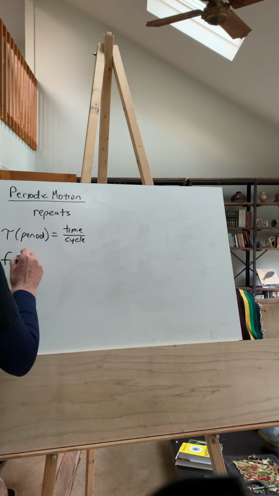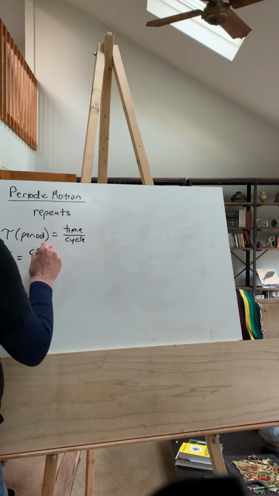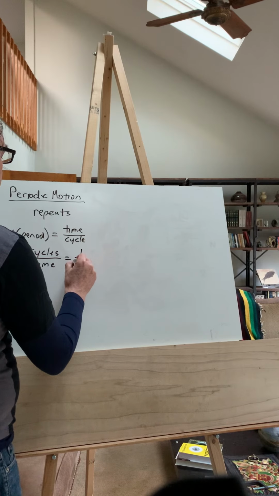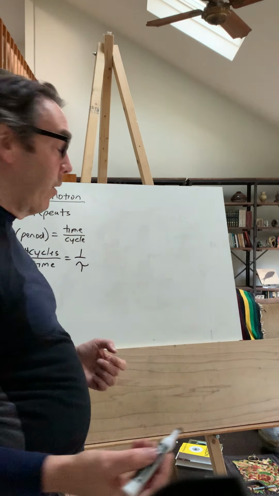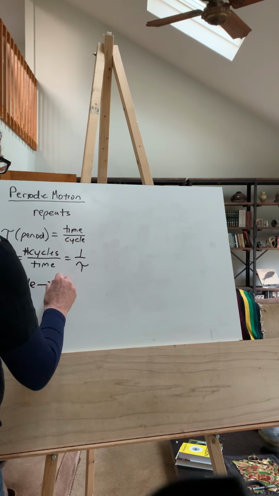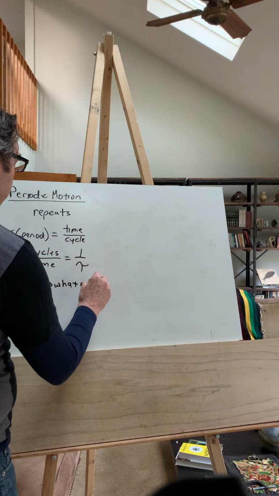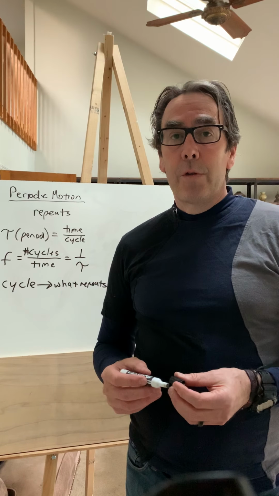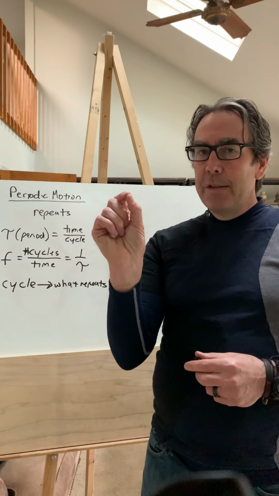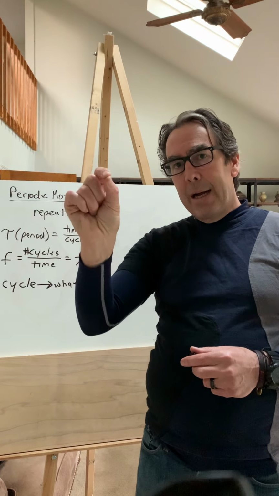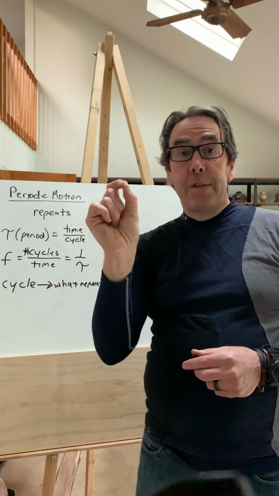We also have frequency, which equals the number of cycles per unit time, which also equals the inverse of the period, which I think you figured out. Then we have a term called the cycle, which is what repeats. And it's easy to identify the cycle of a periodic motion. You just pick some point in the process, any point at all, and you follow the process out, you observe until it comes back to the starting point. That's one cycle.